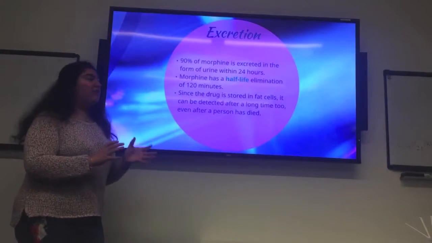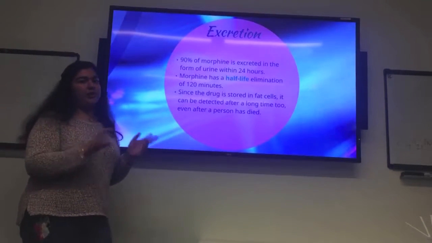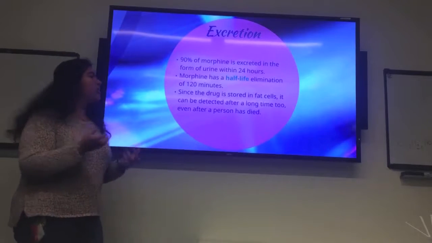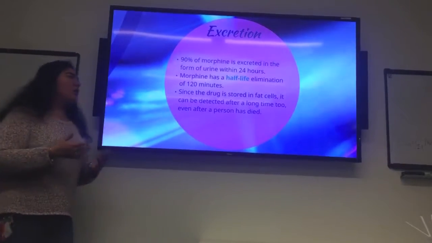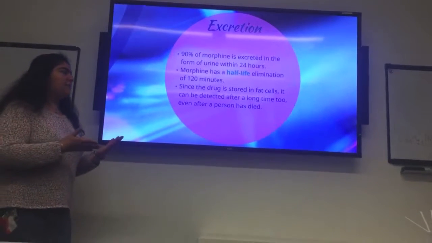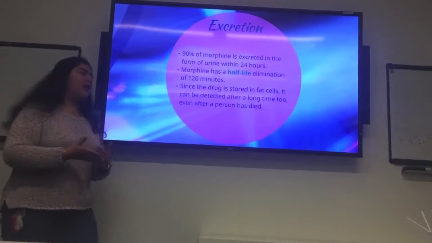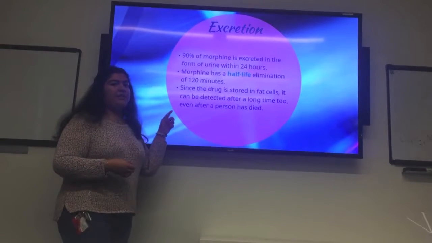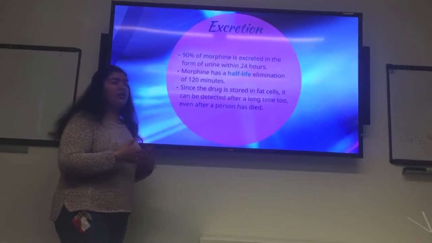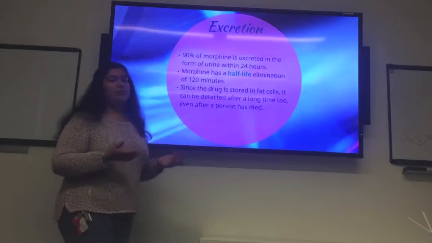So 90% of morphine is excreted within the first 24 hours of when it's consumed, and it has a half-life elimination of 120 minutes, which means that it reduces by half of its amount every 120 minutes. And since the drug is stored in fat cells, it can also be detected after a very long time, even when the person has died.